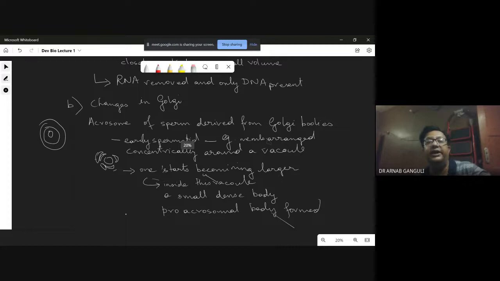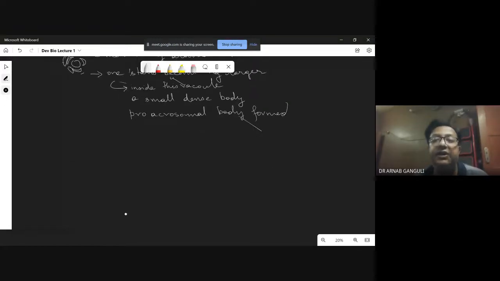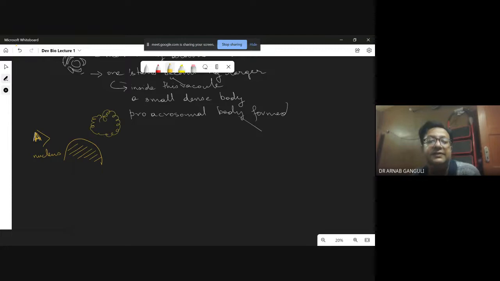Now let us start drawing a picture of this. I'm using a yellow color pen for this. So, first stage, stage A. Let's say this is the nucleus. I've drawn it very poorly. Golgi body.